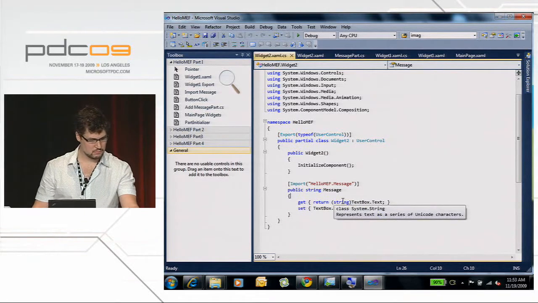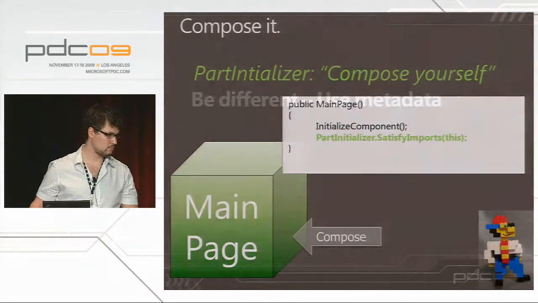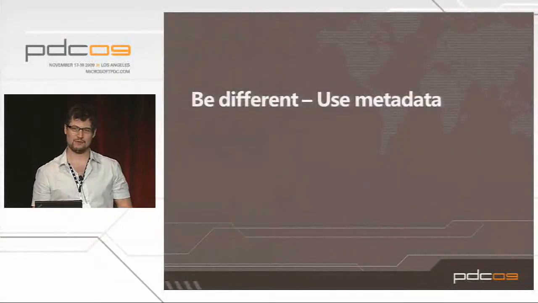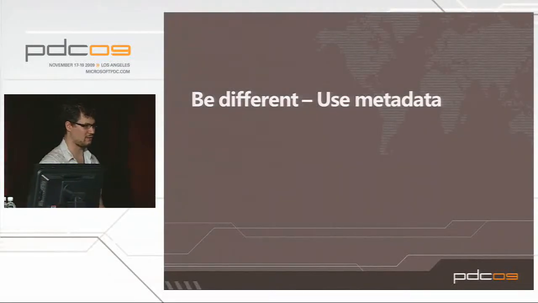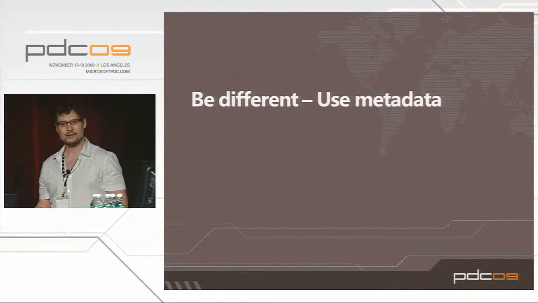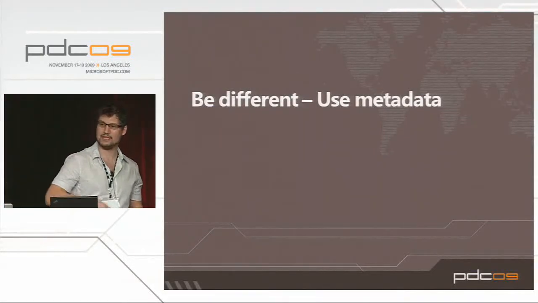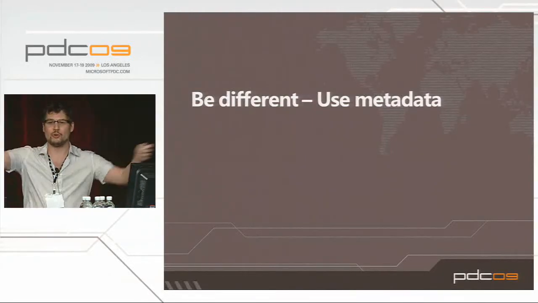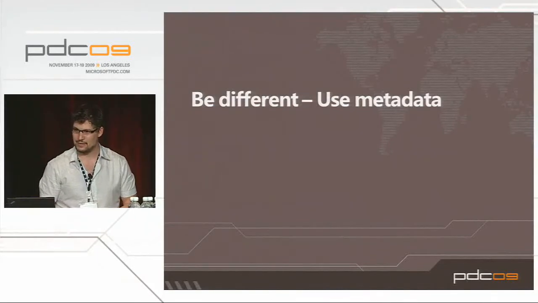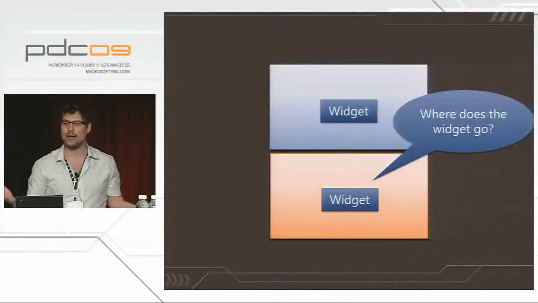Let's see. You can be different with MEF. Your parts can be different and unique, and they can describe themselves, and they don't have to get created until you've made a decision that you want to create them. But they can give you enough info so you can decide whether I want to let you in the gate or not, or tell you which door you need to go in. In this case, the door would be a top and a bottom area of the screen. So how do I do that?